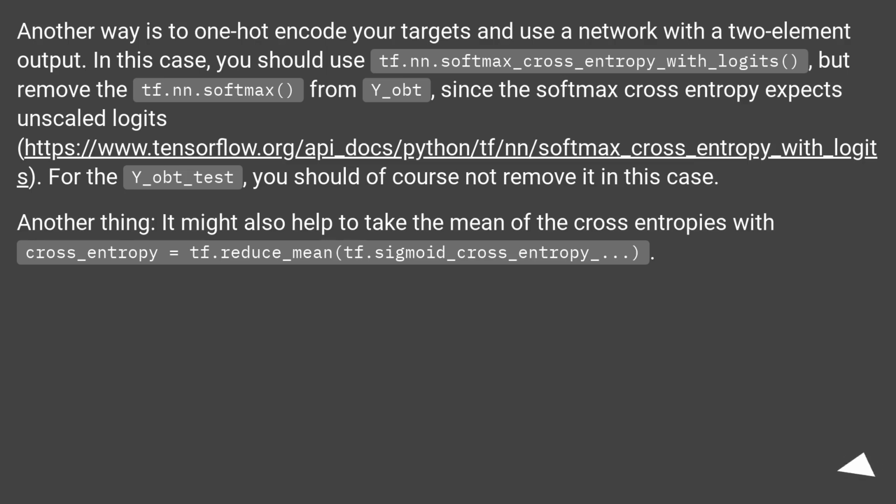Another thing, it might also help to take the mean of the cross-entropies with cross_entropy equals tf.reduce_mean of tf.sigmoid_cross_entropy_.